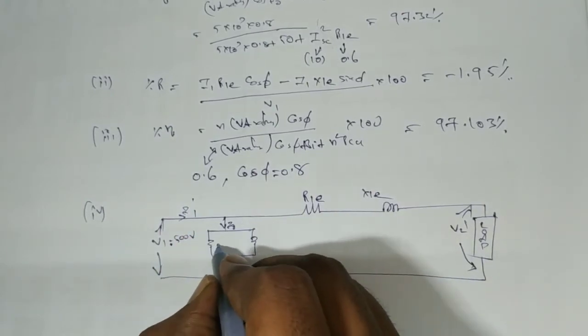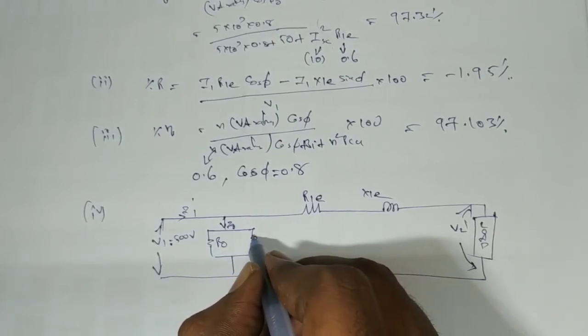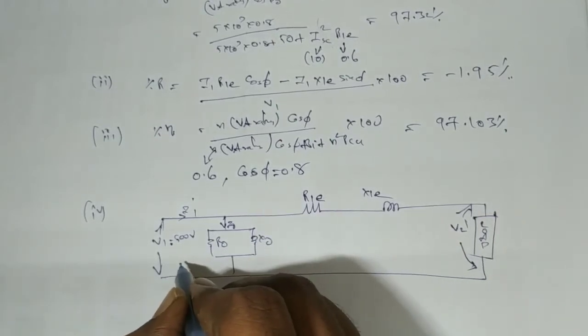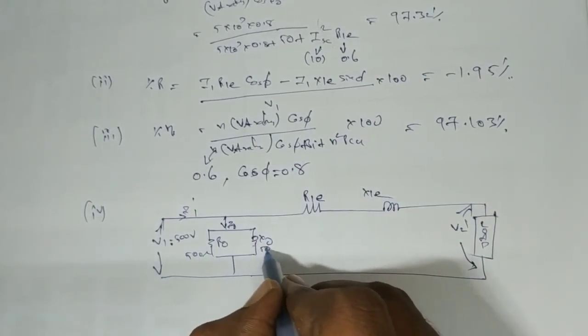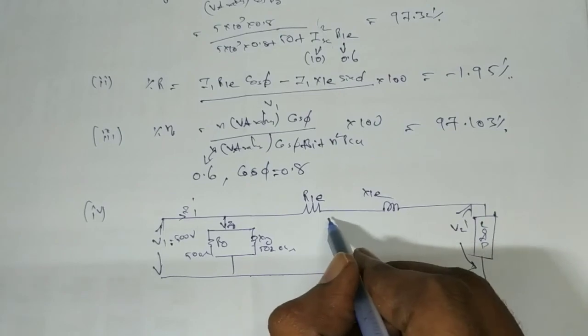So I1 dash. First of all, draw the diagram, and next replace all the known values with the numerical values. That will be sufficient.